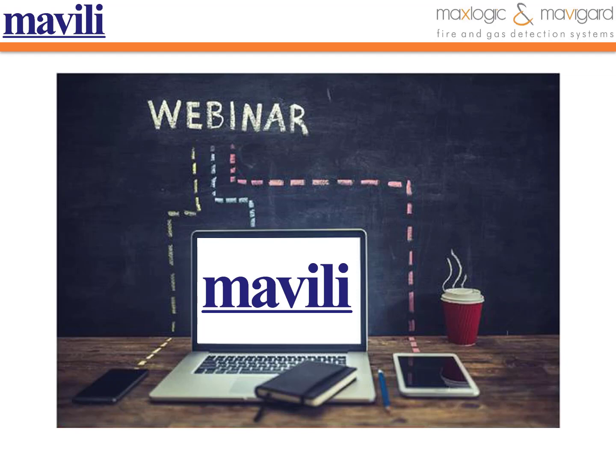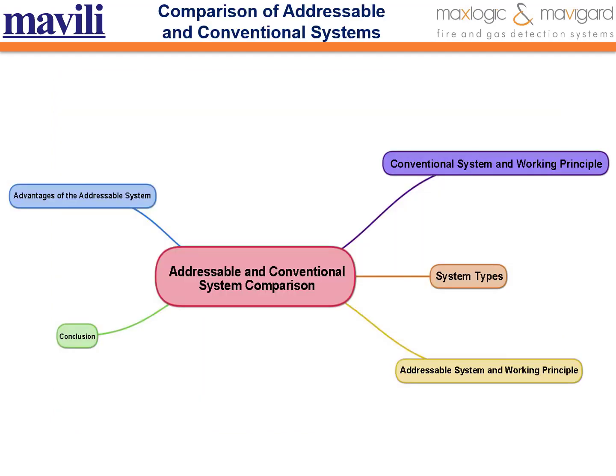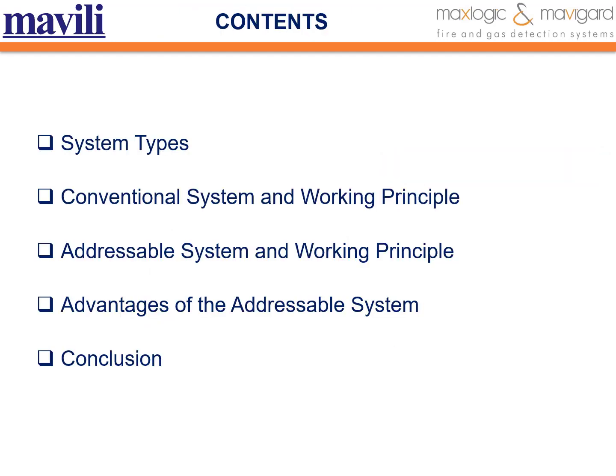My name is Serhat and today's topic is which system type is suitable for you in fire detection systems. We will compare addressable and conventional systems today. The topics we will examine in this week's webinar are system types, conventional system and working principle, addressable system and working principle, advantages of the addressable system, and conclusion.